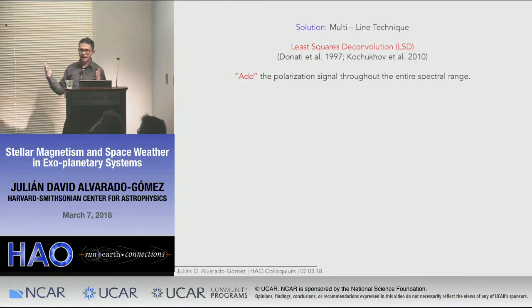Since we have these very high-resolution spectra, we can use tens of thousands of lines and co-add coherently the signal from all of them. This is a technique called least squares deconvolution, although there are variations and different ways of doing it. I especially recommend the paper by Kochukov et al. 2010, because it explores the limits and all the different details about the technique, if you're more interested in that.